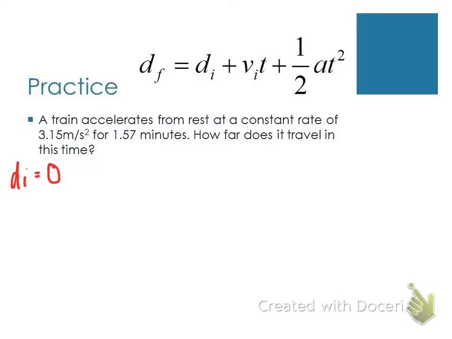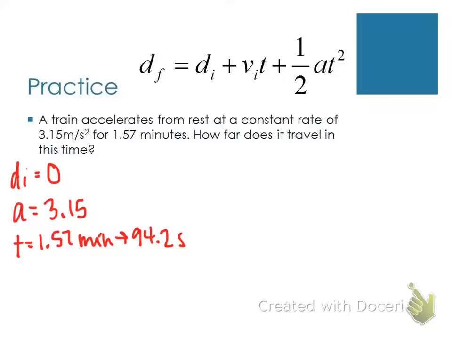Okay, Sergio, can you give me one? Acceleration, good, is 3.15. Okay, Brendan, can you give me one? Time is 1.57 minutes or 94.2 seconds. Good, thank you. Minutes, and you said 94.2 seconds? Is that what you told me? Yeah? Okay, sorry. I just wanted to make sure.